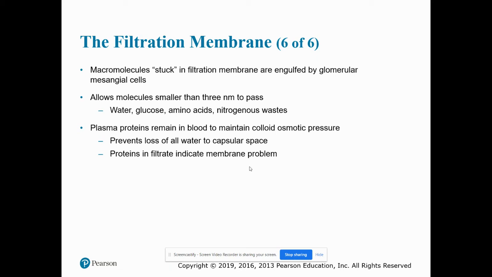So remember, hydrostatic pressure is that pressure of the fluid pushing against the wall of the capillary. Colloid osmotic pressure is the pulling pressure. That means that it's going to want to pull water back in. And what this is going to do is prevent the loss of all water to the capsular space. Proteins in the filtrate indicate a membrane problem. So if for whatever reason there are proteins present in the urine, that does indicate some sort of an issue, or it can indicate a membrane problem.